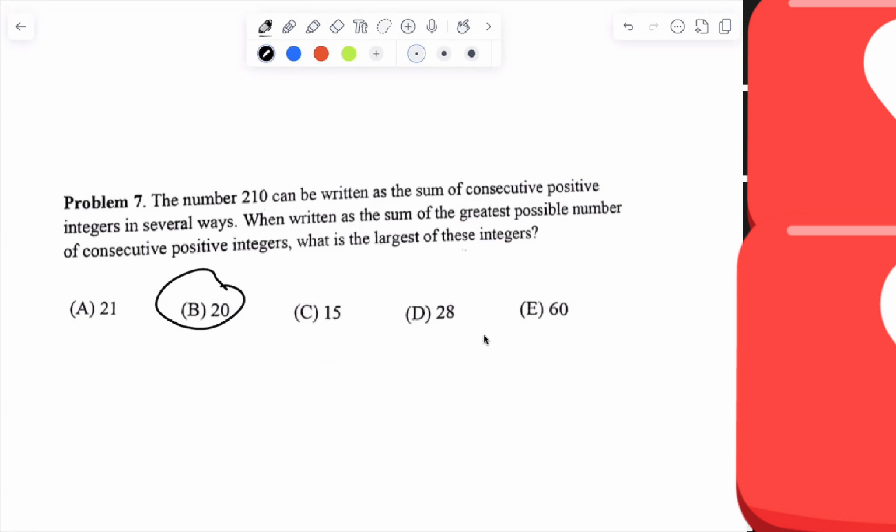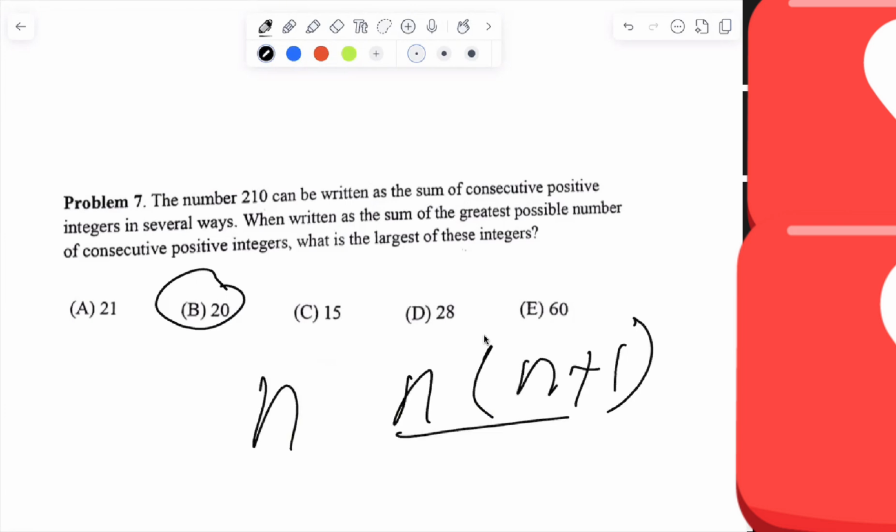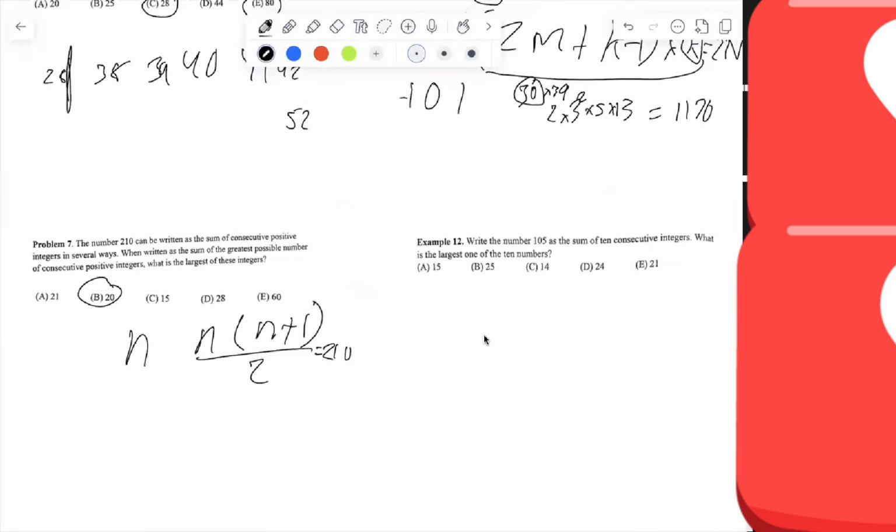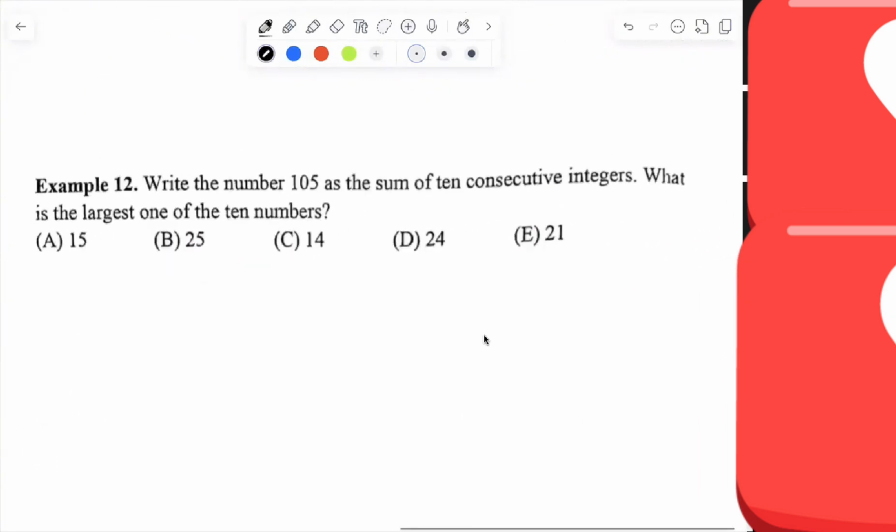The largest possible number of integers is the n where n times n plus 1 over 2 is equal to 210. It's a sum from 1 to n. And since in this case 20 works as an integer, and it's positive, we know B is 20. Right? Let's move on to example 12. Have a try on this question and tell me your answers in the chat.